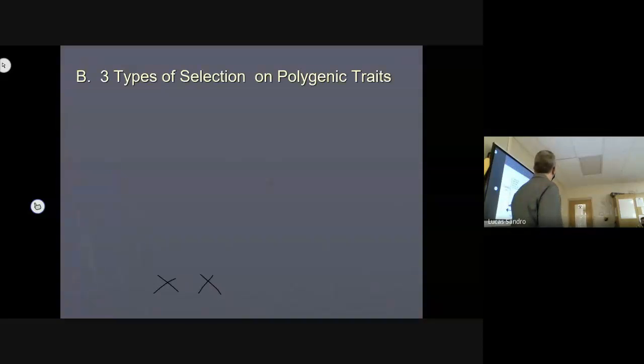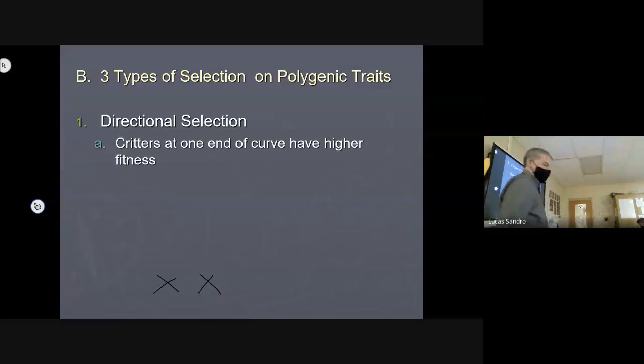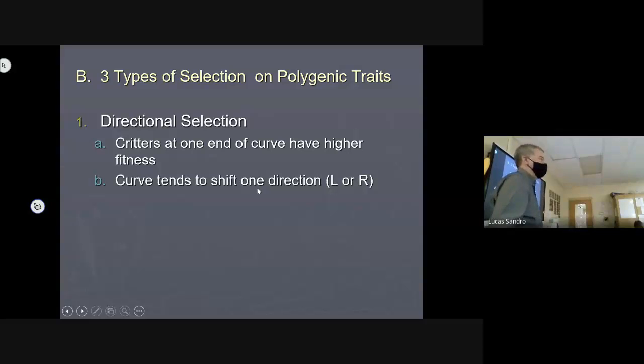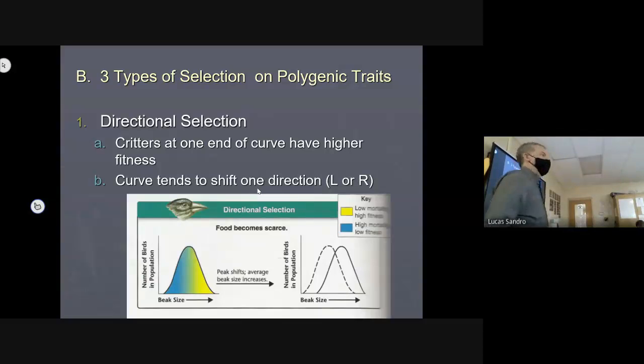That is called directional selection. When the critters at one end of a curve are selected against, it basically causes the curve to shift, and it can shift left or right. If I were you, I would draw a simple curve here on the right just to represent that.